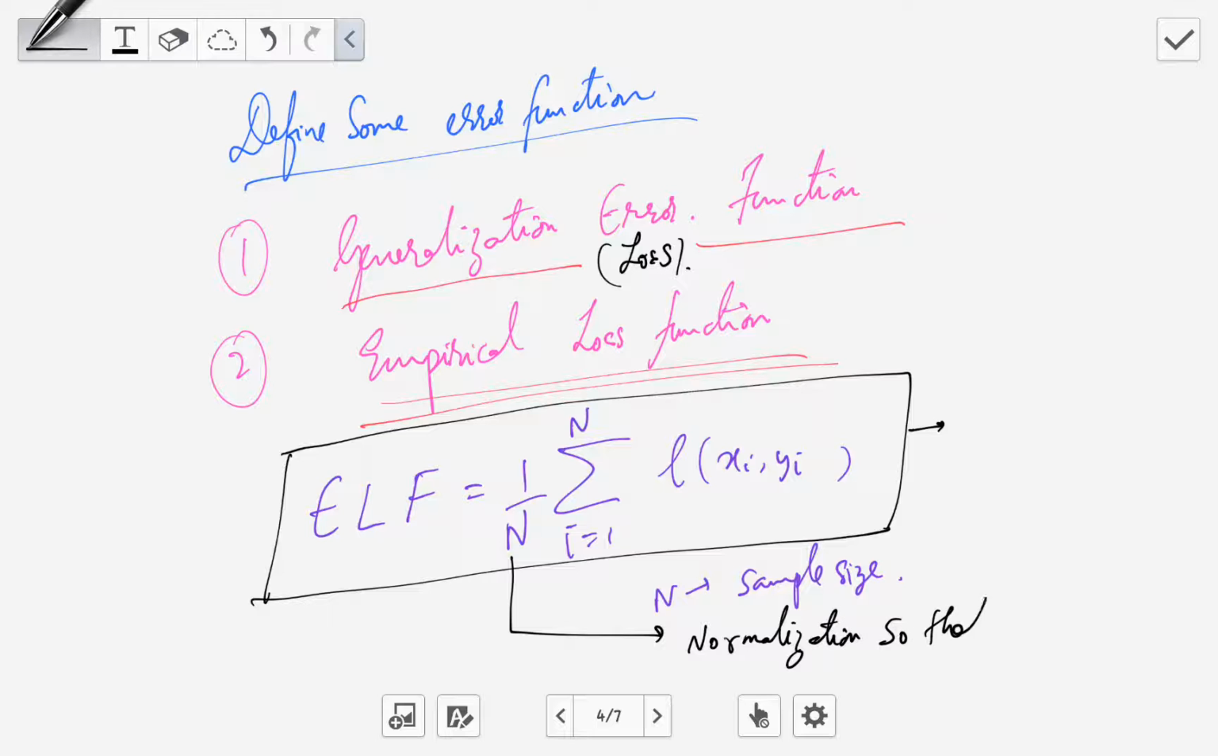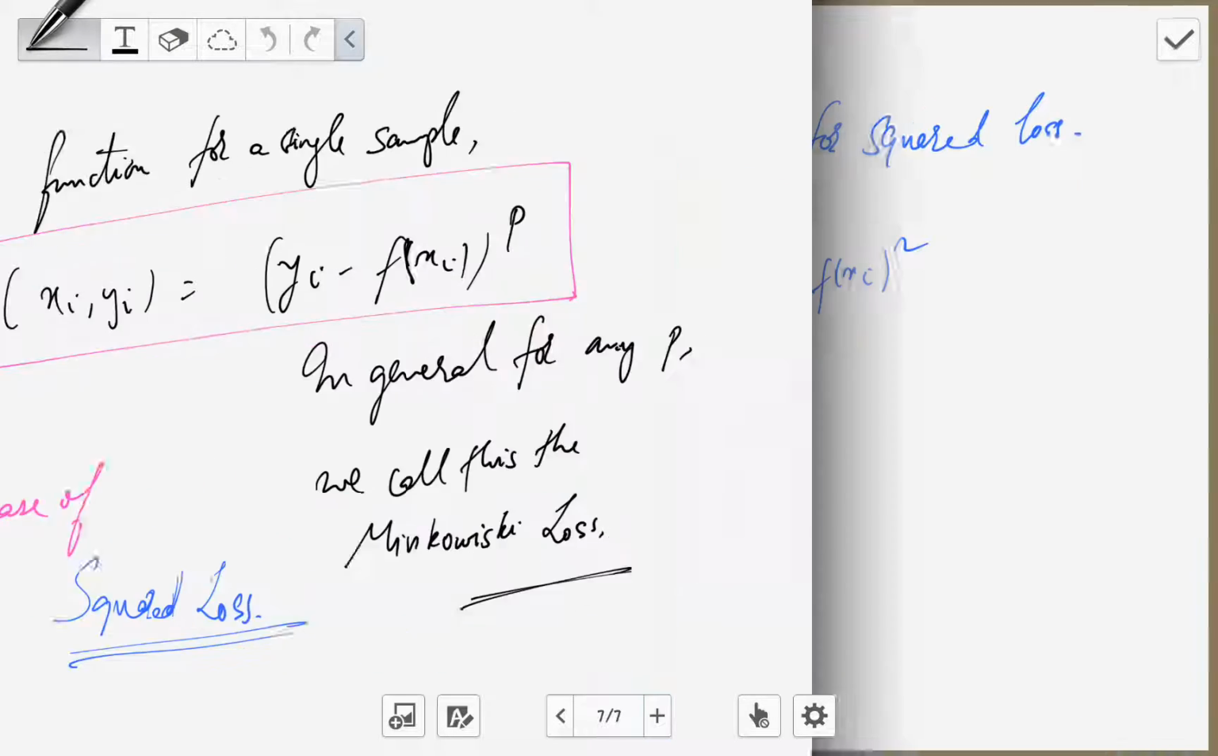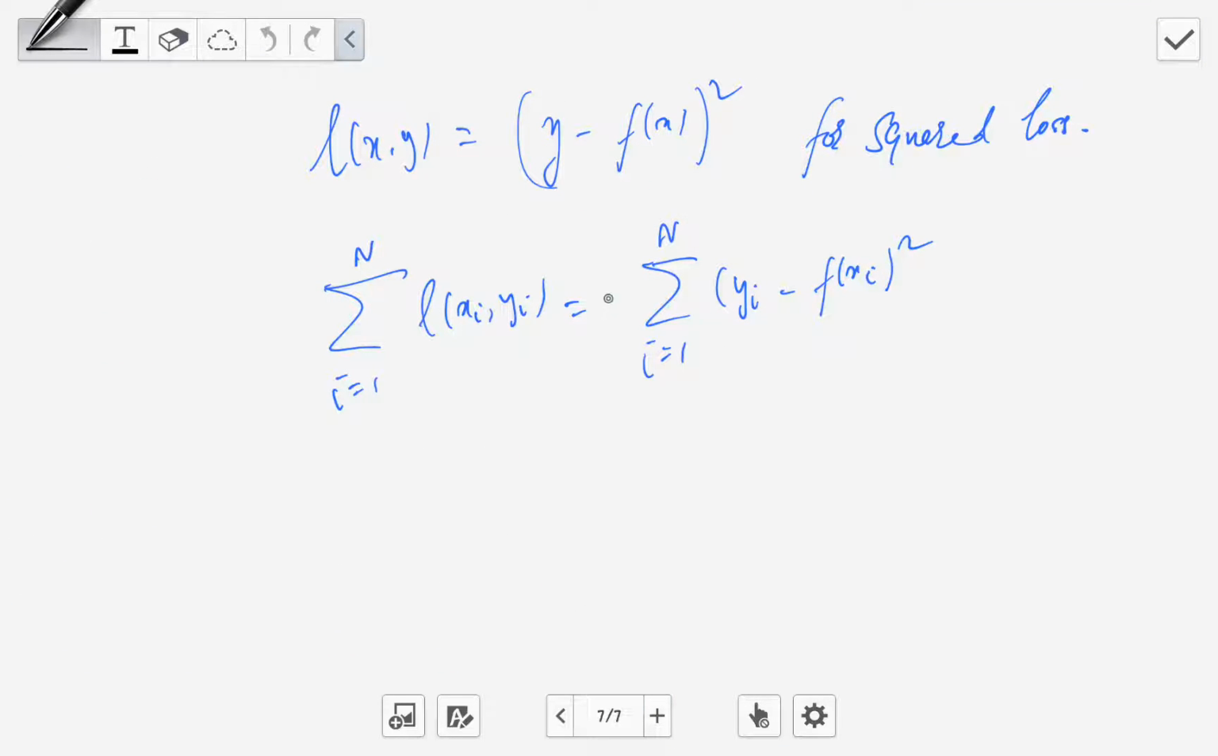so that numerical explosions do not take place. Okay. Fine. So this is our, what is this? Empirical loss function.